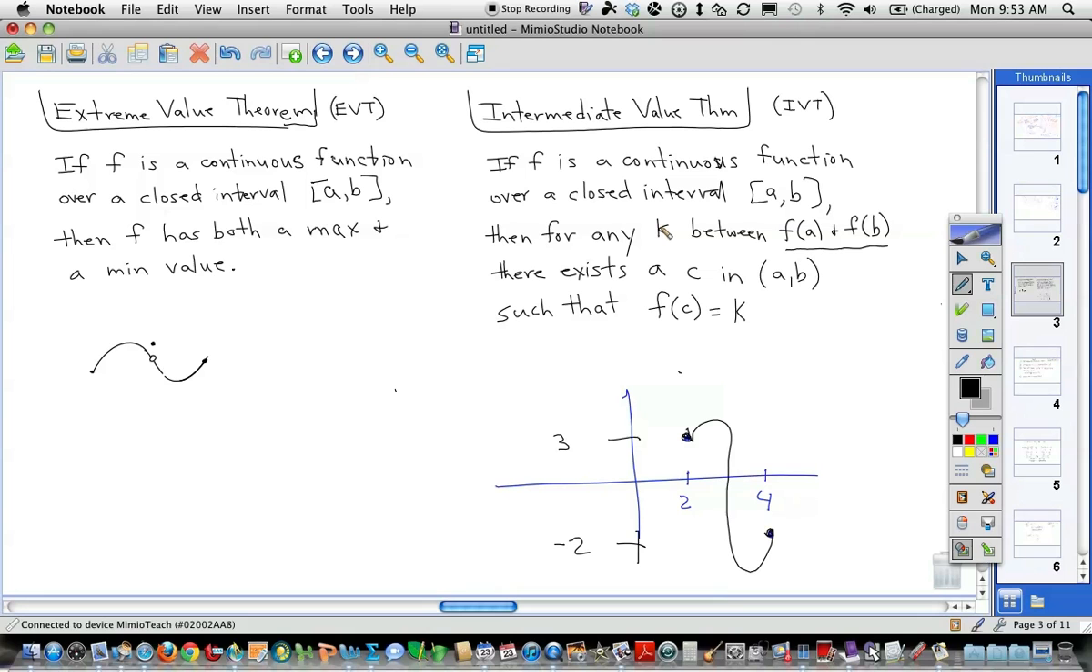That's a good way to think about the intermediate value thing. Okay? But we want to be more specific. And what it says is if you pick any k in between f of A and f of B, there will be some input that will give you that output. Okay, that's what it's saying.